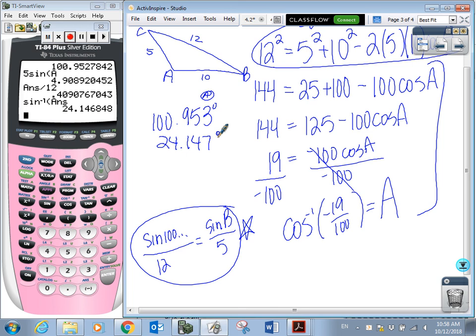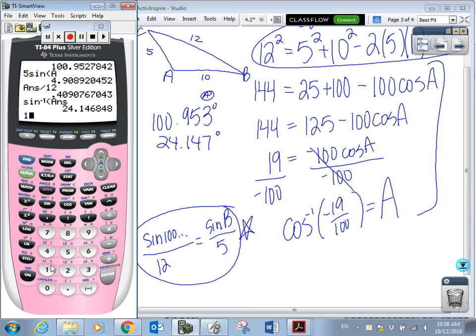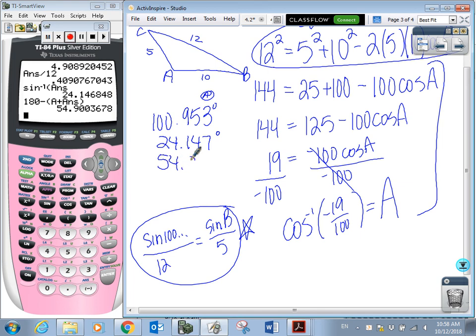Now, I have 2 of the 3 angles in a triangle. So 180 minus that 100, which I stored as A, plus that 24 number, gives you what's left. 54.9. If you want to put 0, 0, you can. You don't have to put the 0, 0. Always rounding to the thousands. But again, you do not have to put the 0, 0 if you don't want to right there.